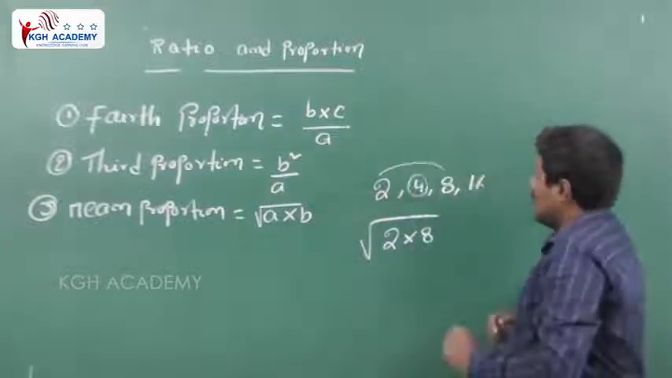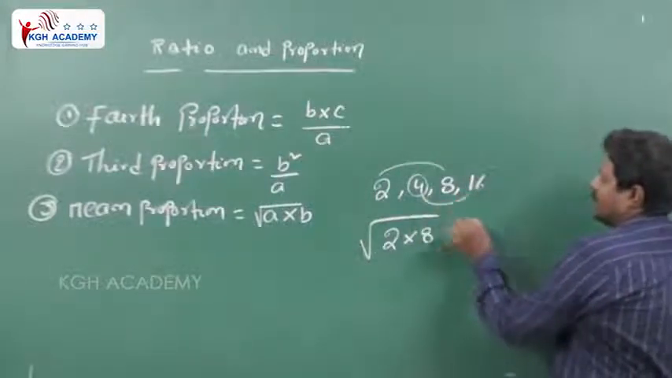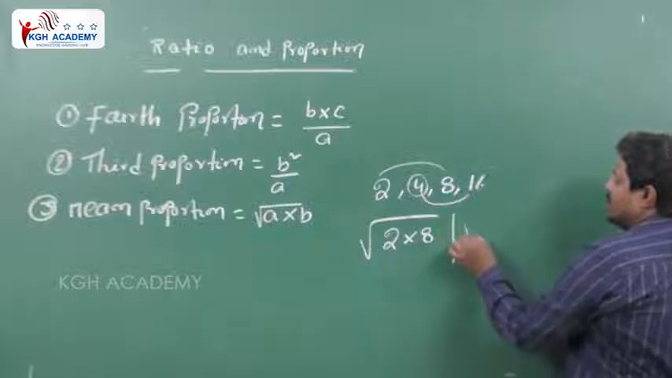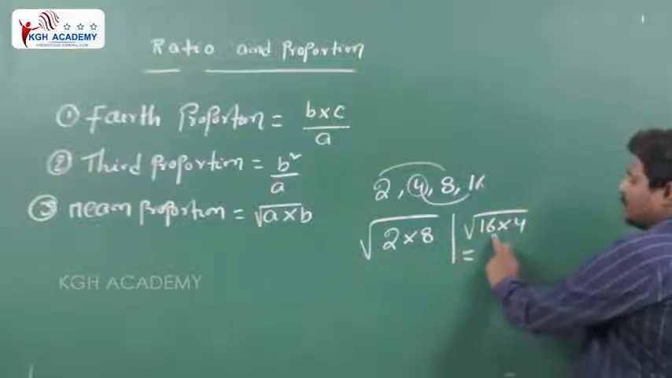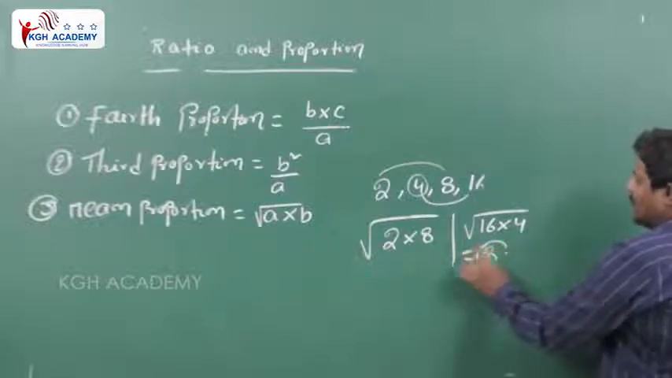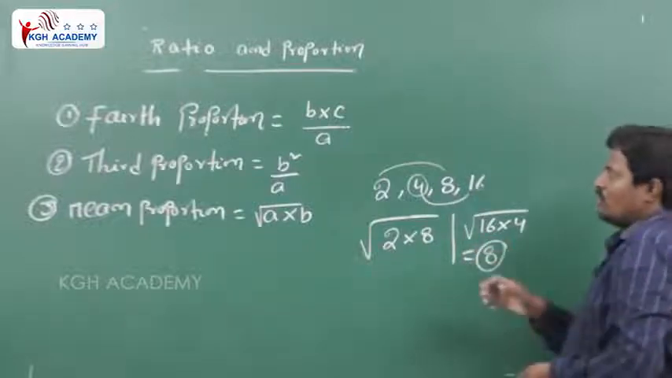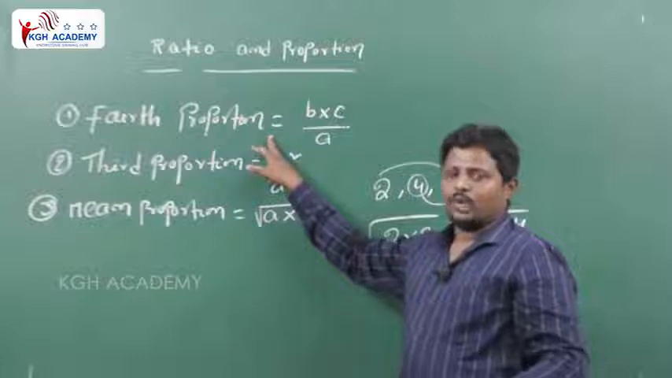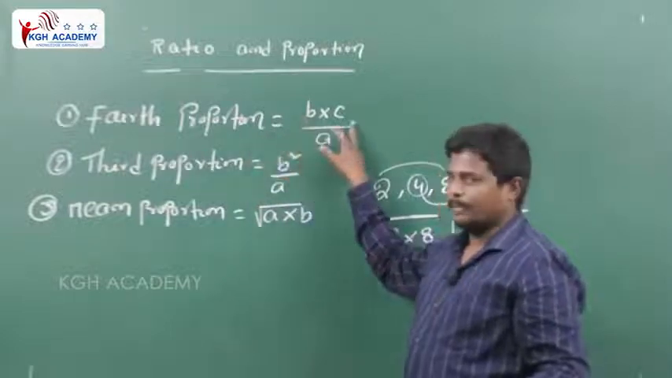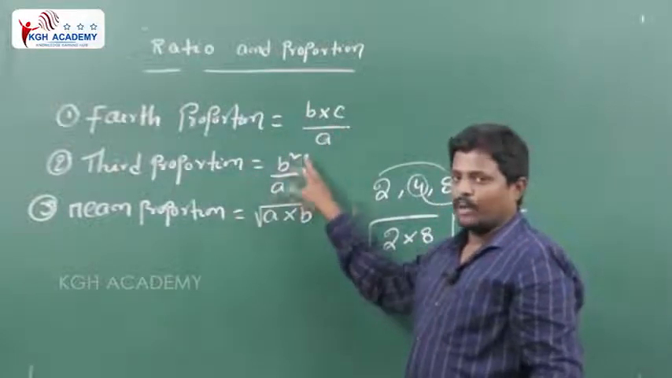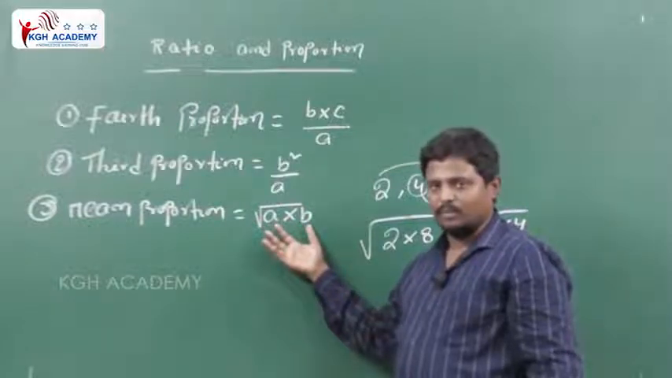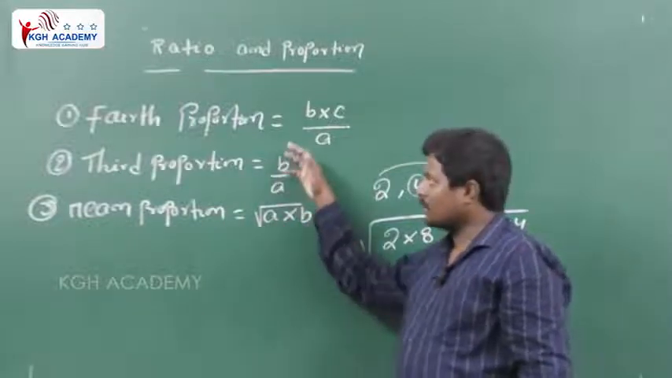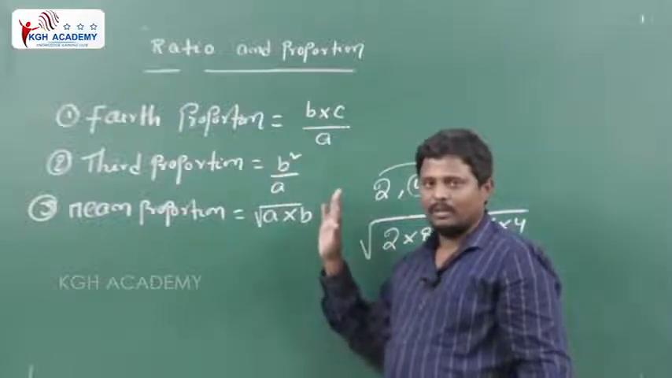Okay, right. And what is the mean proportion of 4 and 16? We just need to take 16 into 4 under root. 16 into 4 is 64. Root 64 is nothing but 8. 8 is our answer. Fourth proportion formula is B into C by A. Third proportion formula is B square by A. Mean proportion formula is under root of A into B. Okay, these are the formulas in proportion.